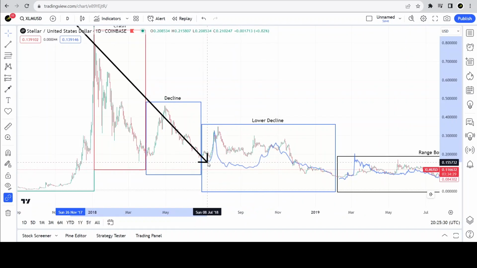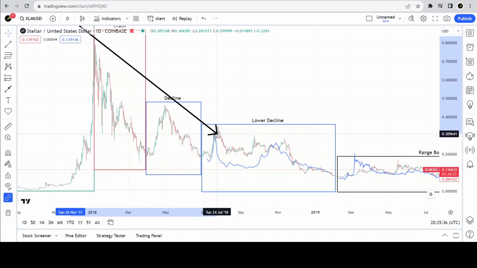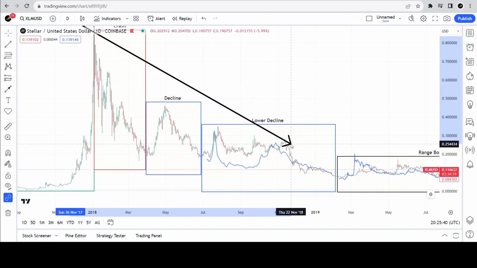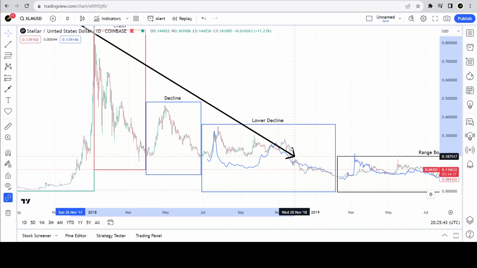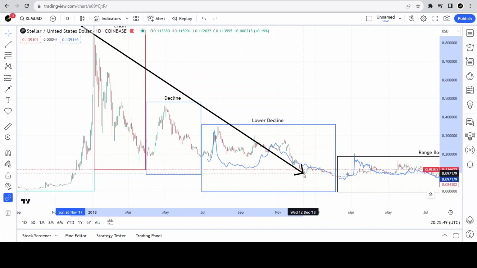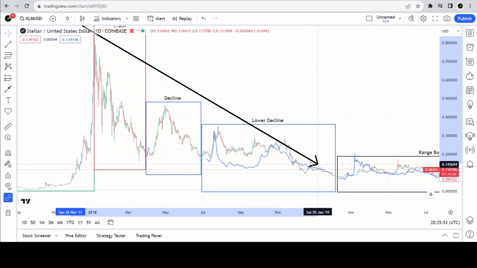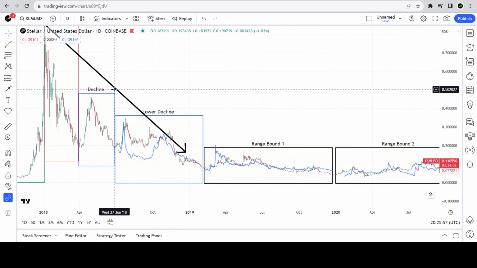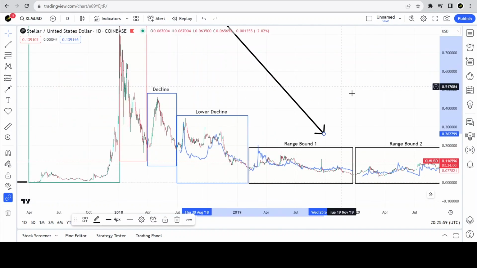So as you can see, when compared to the original structure, it's similar, but it's also a little different. Price moves up in the first wave, moves up again in the second wave. This time around, it declines sharper. Remember, timing, height, and depth are always going to be original. So this time it went further, went lower than the original structure, and then it does that bounce at the bottom. So that's the lower decline.